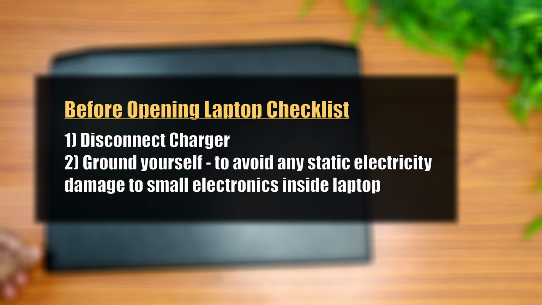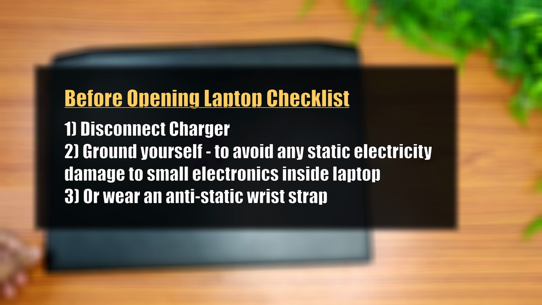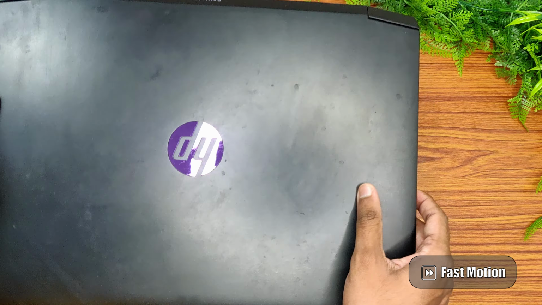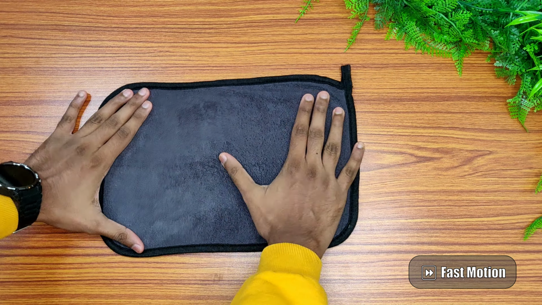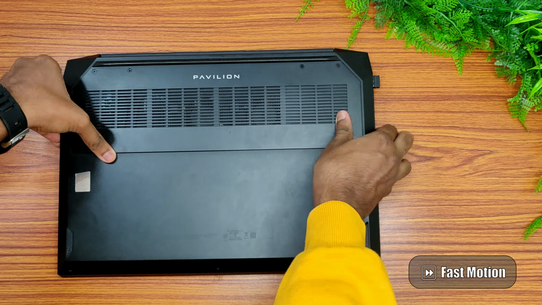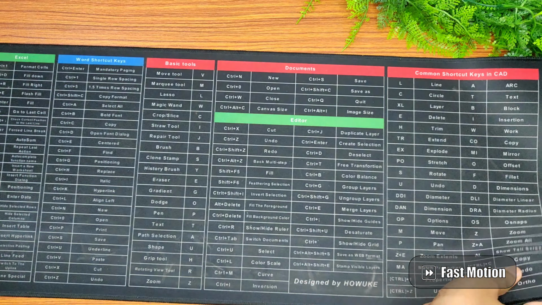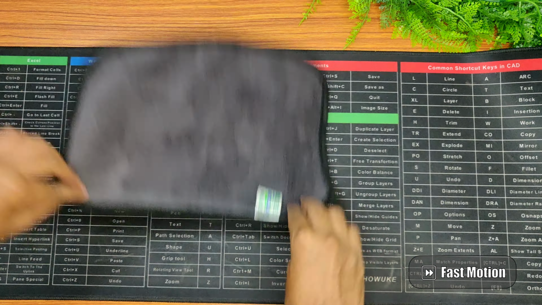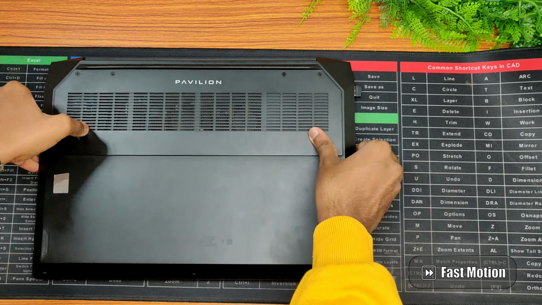Or even better, wear an anti-static wrist strap. Static shock, even when you can't feel it, might damage sensitive components inside the laptop. Doing this once before you start is usually enough. Now turn the laptop upside down and place it on a soft, stable surface. A clean, thick cloth or mat works best, as it prevents scratches and keeps the laptop steady while you work.